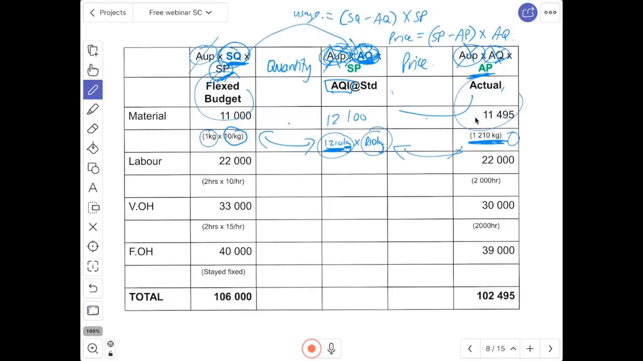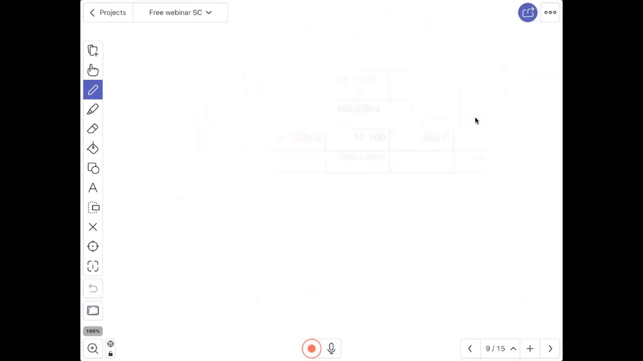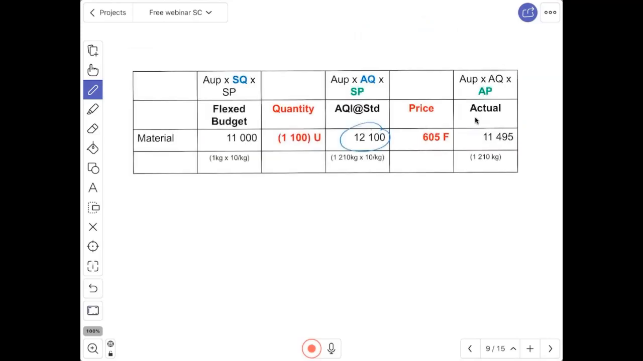It's 12,100. So on the next page I've cleaned this up. So there's our 12,100. This is actual quantity of input at standard price. And now you see the difference here gives us our quantity and price variance. So the quantity variance is 1,100. That's the difference between the 11,000 and the 12,100.